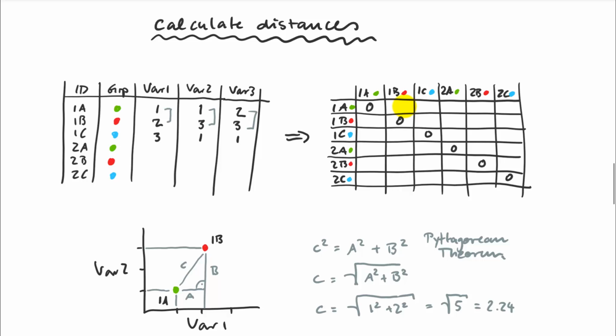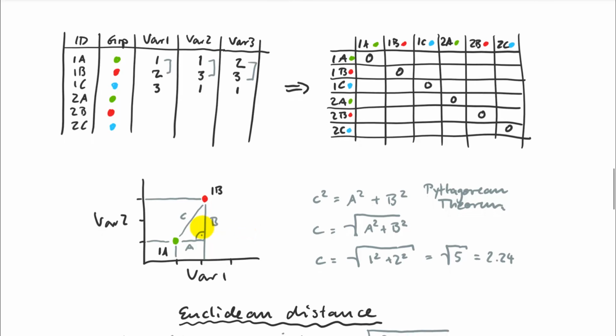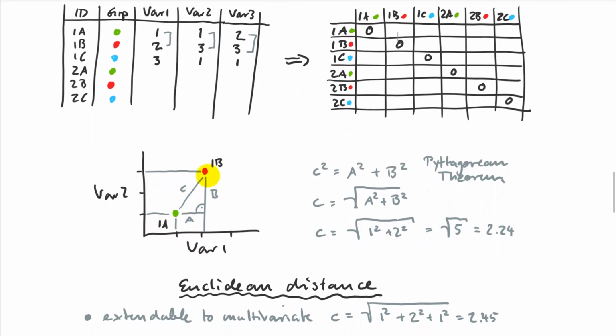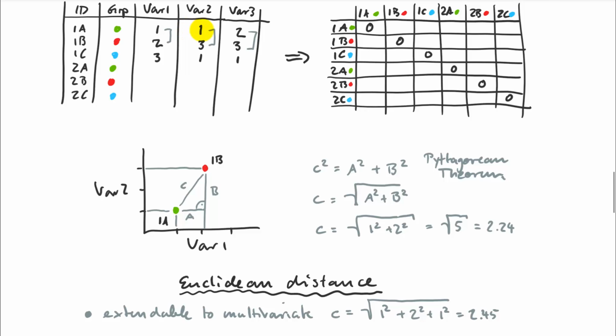And the distance calculation is quite simple. So that's a Euclidean distance here. So if I have my point 1A, that would be a 1 and 1 on variable 1 and 2. And my point B is 2 and 3, so that sits here. Then I have a right triangle. I can calculate the hypotenuse, so c squared, with the Pythagorean theorem. And so I just take the square root of this, and if I plug this in, my distance here is 1 squared plus 2 squared is 5, square root is 2.24.